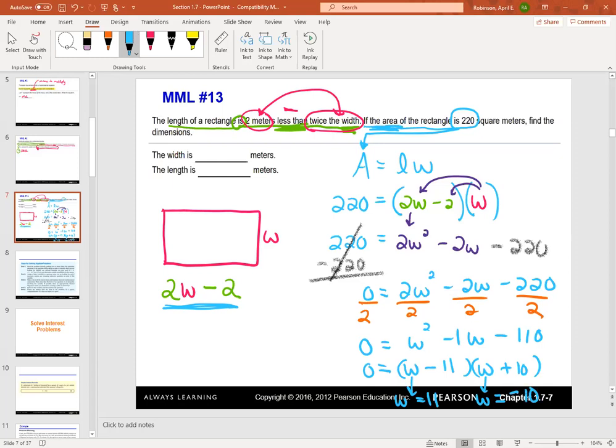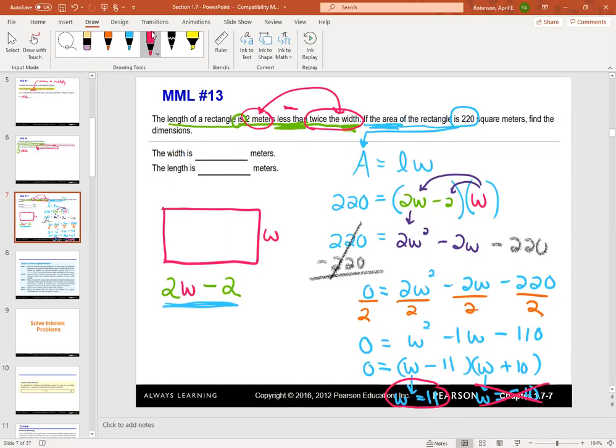But I can't have a negative width. That's impossible. So this answer gets thrown out. 11 is my answer. So the width is 11, and then the length is going to be 2 times 11 minus 2. 2 times 11 is 22, and 22 minus 2 is 20. And there you have it.